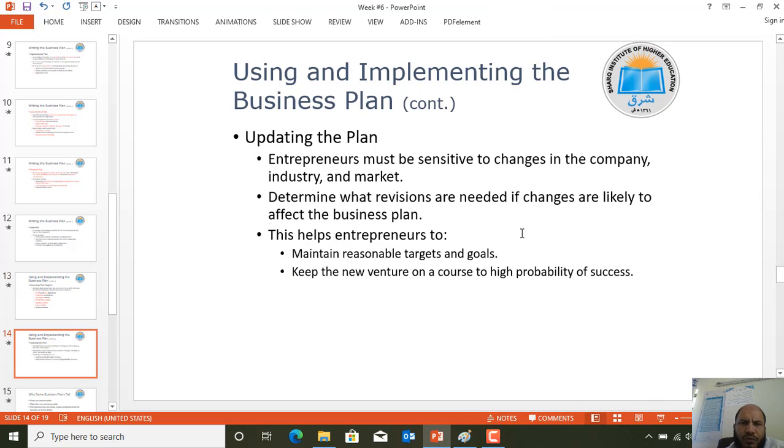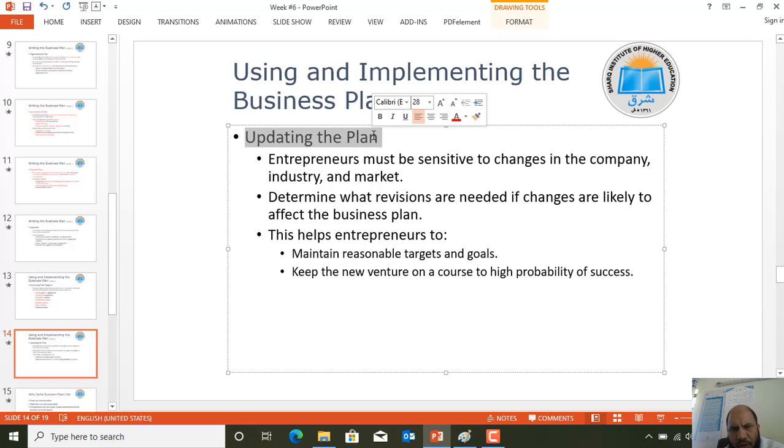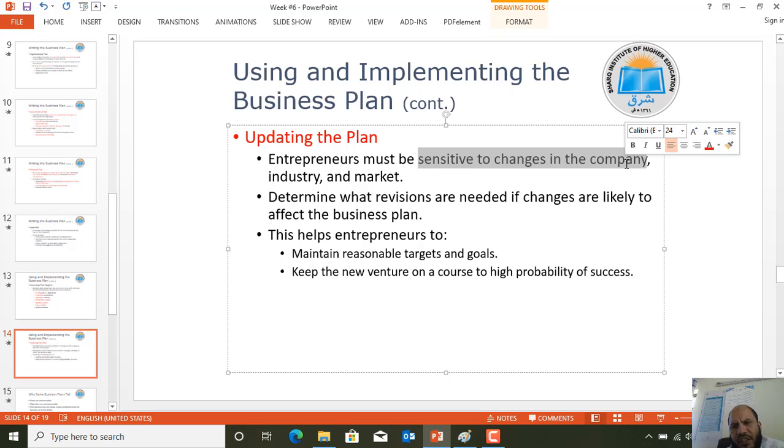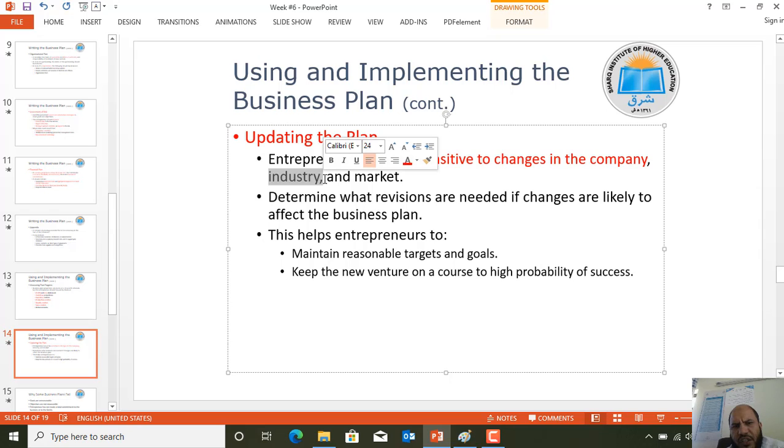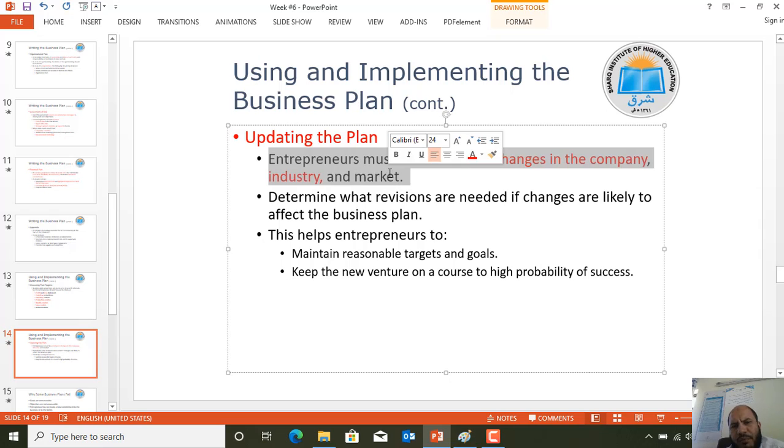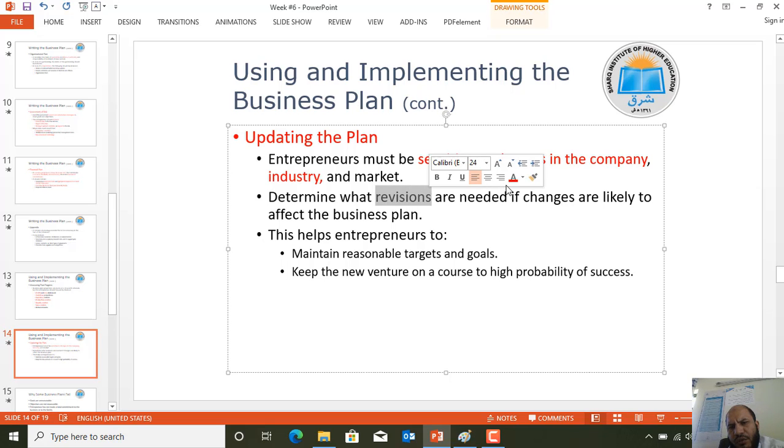Dear students, in measuring and implementing the business plan, it is one of the responsibilities of the entrepreneur to update the plan, for example on a progress basis. They should be sensitive to bring changes when there are changes in the company, in the industry, or in the market. The entrepreneur should determine what revisions are needed in their plan. They should know about it, and if these changes are needed, they should bring them into their plan.